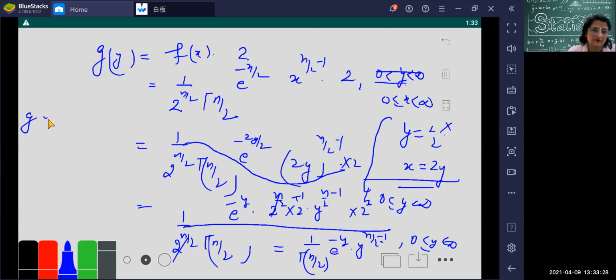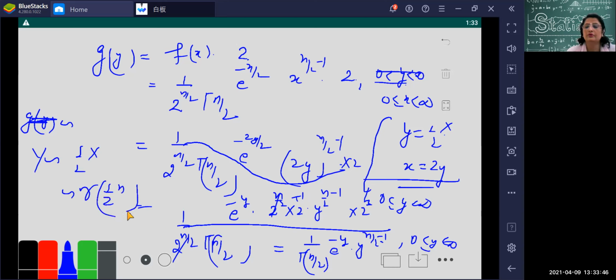So what is g of y? Therefore, sorry, y follows which distribution? It follows the gamma distribution. Only one parameter comes in it, n by 2. So this is what we wanted to prove in remark number 2. I hope the point is clear to all of you.